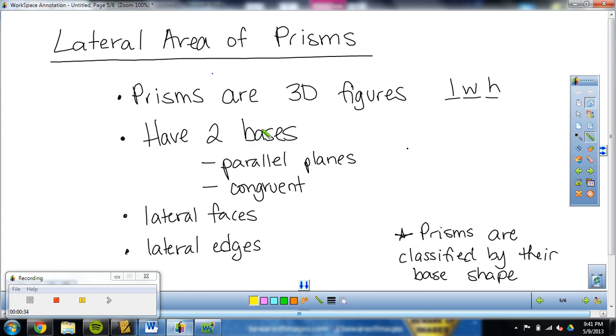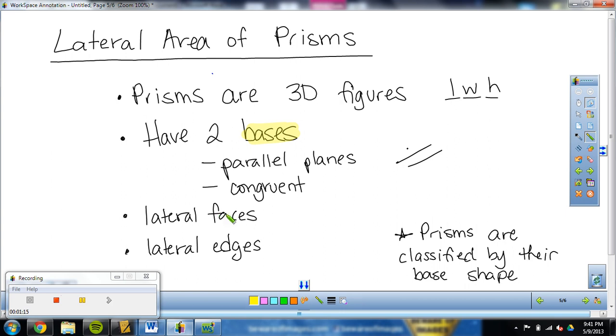It has 2 bases. What is a base? Well, we're going to get into that, but the characteristics of the bases in a prism are that they are parallel planes. So think about 2 pieces of paper that will never cross. The planes are parallel. So just like a parallel line, which will never cross if extended forever, a parallel plane is like 2 parallel lines, but they are pieces of paper rather than just lines. And the bases also have to be congruent. So these 2 characteristics have to be true of our bases.